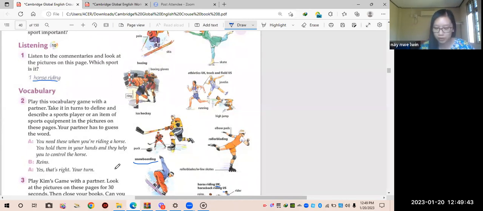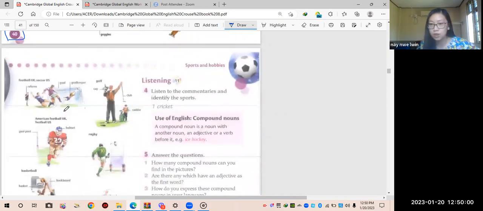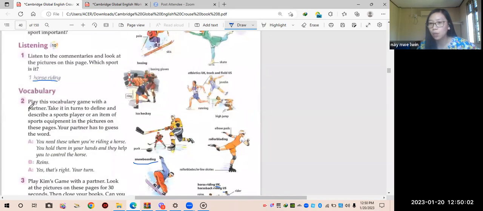Okay, so we have finished listening. So the vocabulary game, these are games about the vocabulary. We'll play that after doing all of the listening, because there is one more listening on page number 41. So I will skip this for a while, and after we'll come back, okay, to make sure you understand all the vocabulary or not.